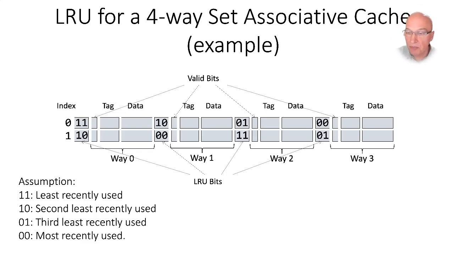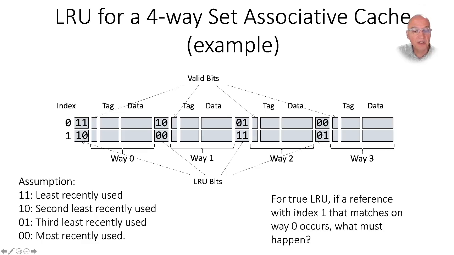So if I wanted to use this scheme to maintain true least recently used information, what I'm going to do is, if a reference with index 1, for example, matches way 0, what is going to have to happen? So I'm doing an access that matches this way here. So this way has to become the most recently used way, so it has to become 0, 0. But I'm going to have to change the bits of the other ways. So this one that was 0, 1 becomes 1, 0, and this one that was 0, 0 becomes 0, 1. So I add 1 to the counter that I have in front of each one of the ways.